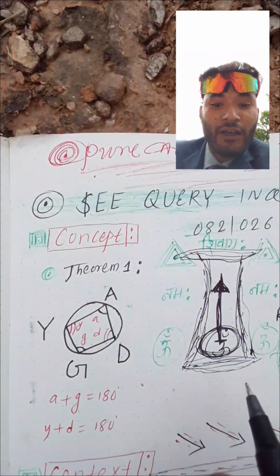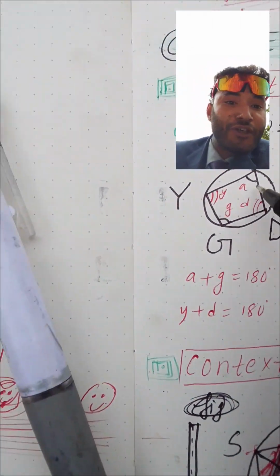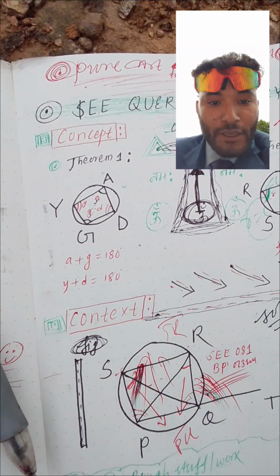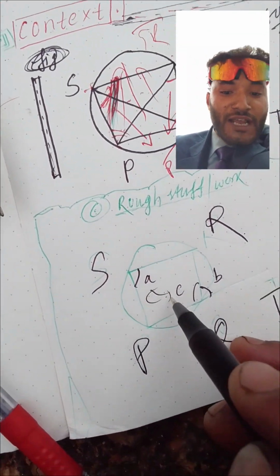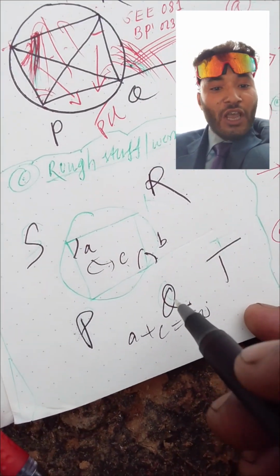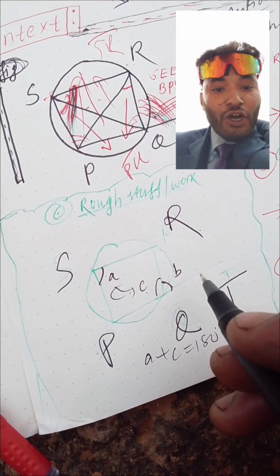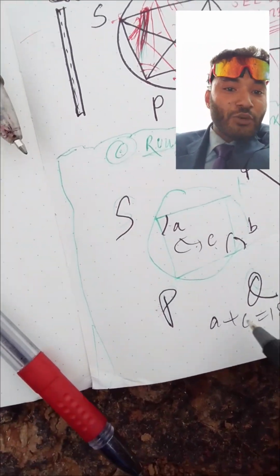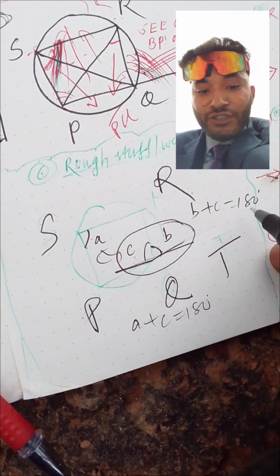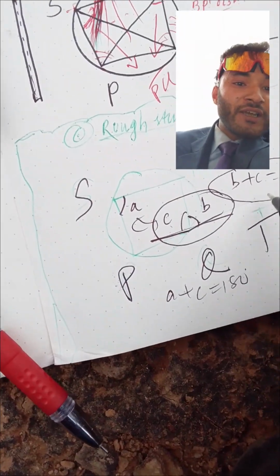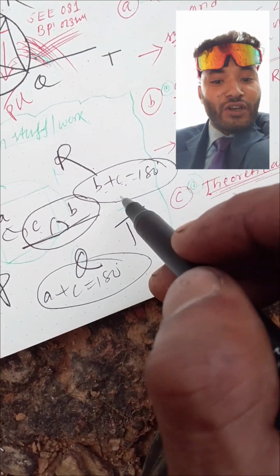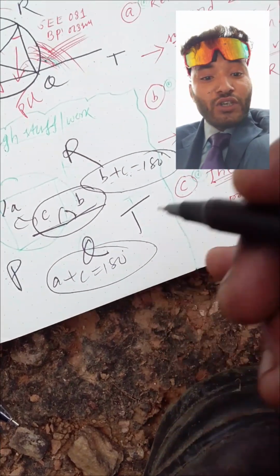Now, theorem 1: the opposite angles of a cyclic quadrilateral are supplementary. Look, opposite angles A plus G is equal to 180 degrees, Y plus D is equal to 180 degrees. That means the sum of opposite angles is 180 degrees. Here, these two are opposite angles, so A plus C is equal to 180 degrees. Also, B plus C is equal to 180 degrees because this is a straight angle. Both have the same value.